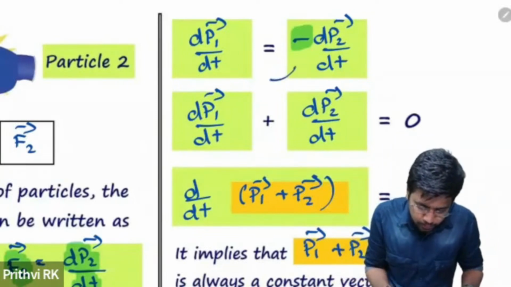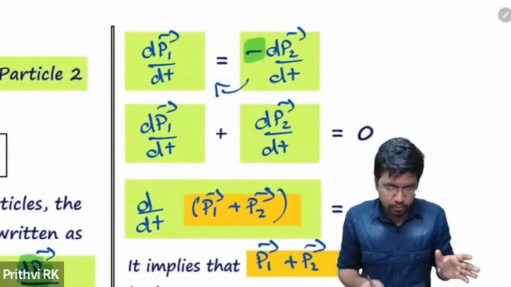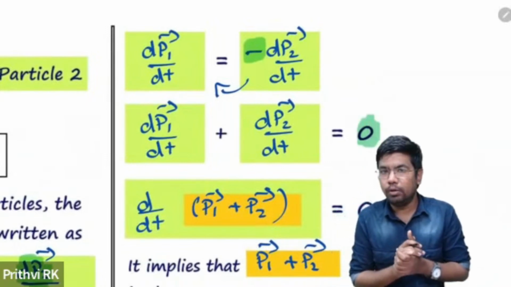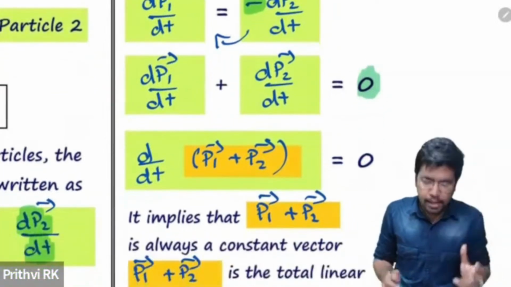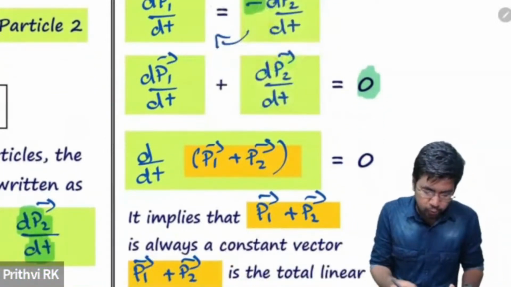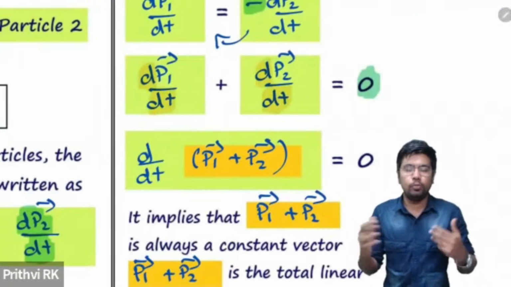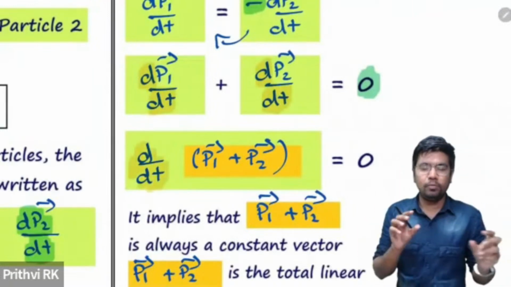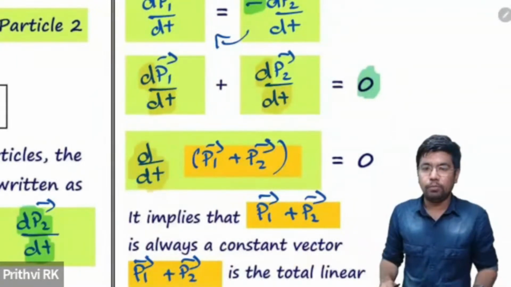So I'm going to bring this to this side, so the minus becomes plus, and when I add both of them, the answer I get is 0. And again, I'm going to take a few terms common. And what are they? d divided by dt and d divided by dt. They are common to both sides. So d divided by dt, I take it as common. Then the remaining terms within the bracket are P1 vector plus P2 vector, which will be equal to 0.